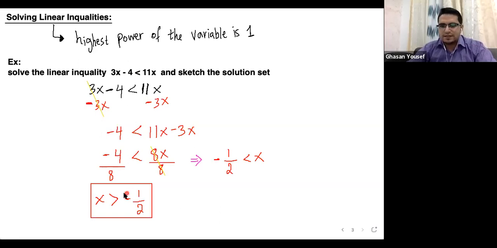Aziza said 1. So if I want to plug 1 into this inequality, let's plug in x equals 1. What am I going to get? 3 times 1. Who will do it?